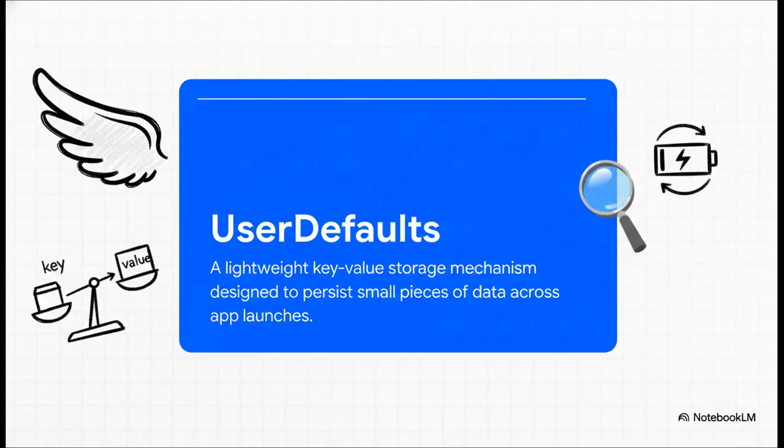Okay, there are 3 really key phrases in here. First, lightweight. That just means it's fast and not meant for heavy lifting. Think of it like this. It's often cached in memory for super quick access. Second, key value. This is how it stores stuff. You give your piece of data a unique name, that's the key, so you can find it again later. And finally, persist. That's the magic word, right? It means the data sticks around, even when the user closes your app and opens it up again.